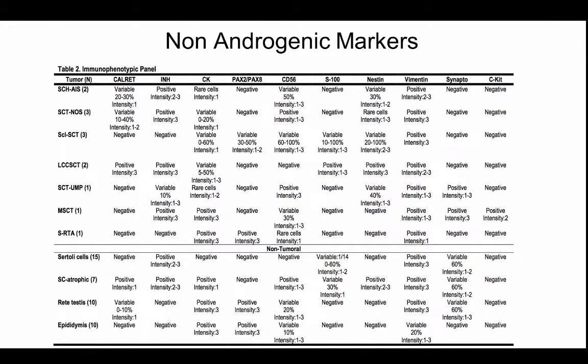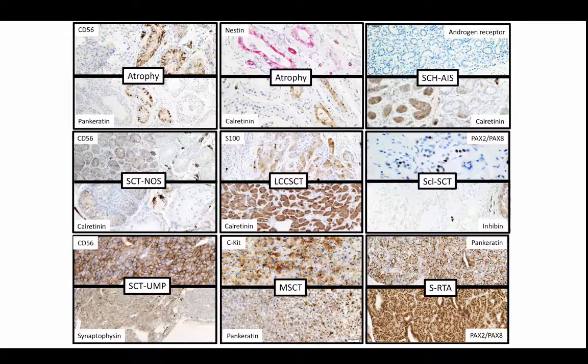So this is kind of the cumulative results, but this is a very busy table, 11 rows and 10 columns, 110 data points. I'm not going to go through it all. But I'll summarize some of the major findings in picture format. So in atrophic tubules, we see consistent gain of expression of proteins like CD56, pankeratin, calretinin, and nestin. In androgen insensitivity syndrome, we see calretinin, but obviously no androgen receptor.